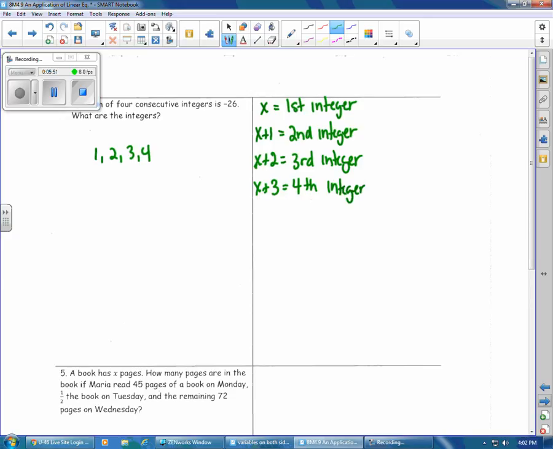Now I'm going to have to add them all together because I need the sum of all 4 integers to total negative 26. So I'll have x plus x plus 1 plus x plus 2 plus x plus 3 equals negative 26. Collect like terms. We have 4x plus, let's see, 1 plus 2 is 3, plus 3 is 6.